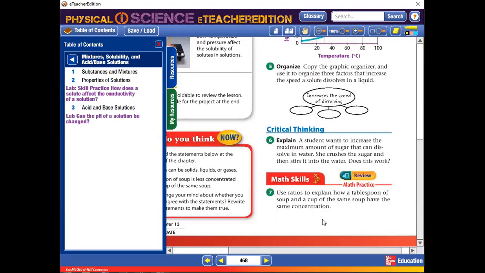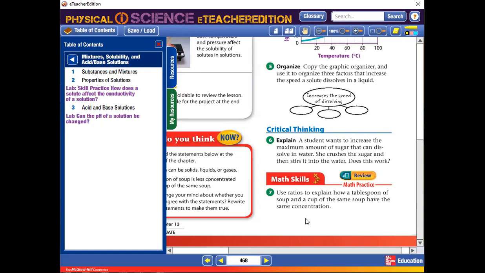Use the ratios to explain how a tablespoon of soup and a cup of the same soup have the same concentration. That's very good. Anyone able to answer this question? Have an idea how we can make this? Can I try? Yes, of course. They have the same concentration because the mass and volume of the soup remain constant relative to each other.